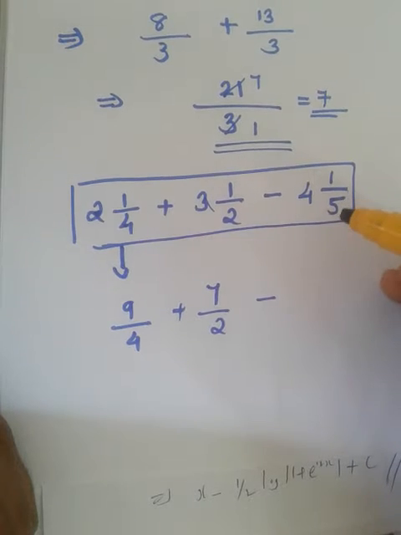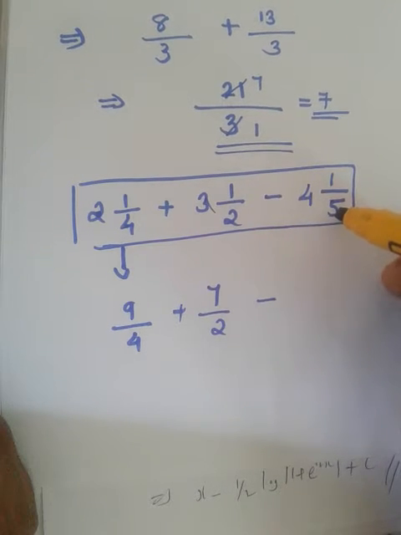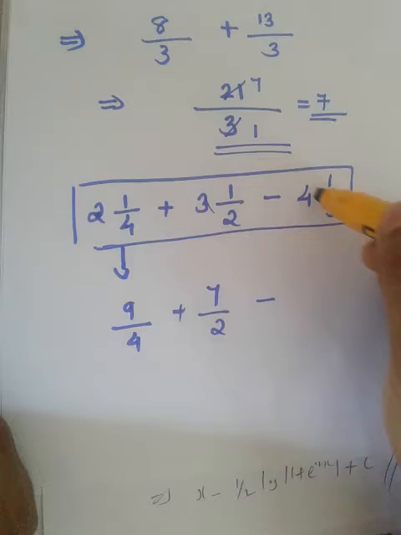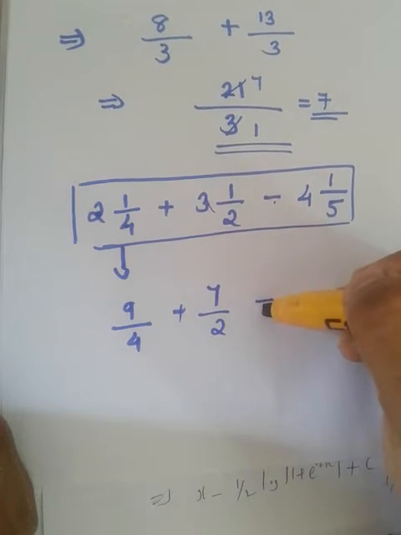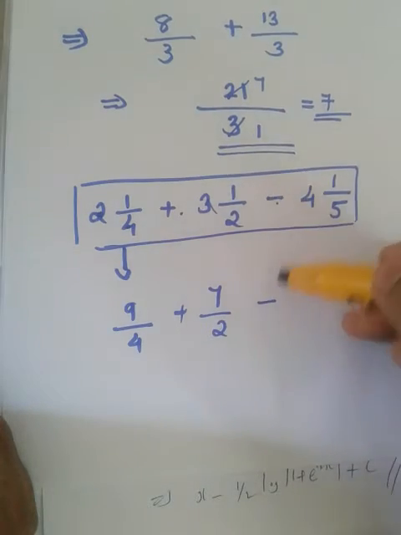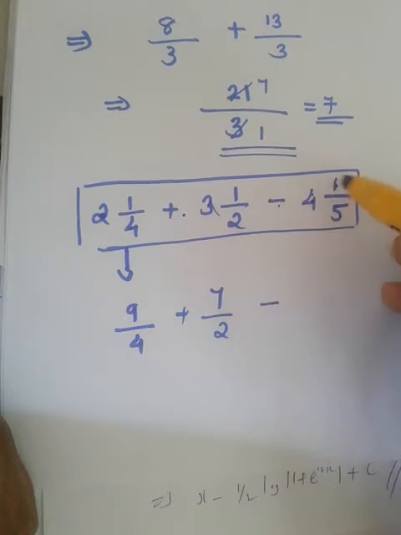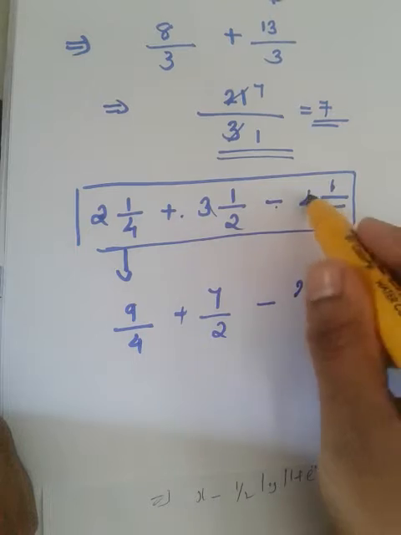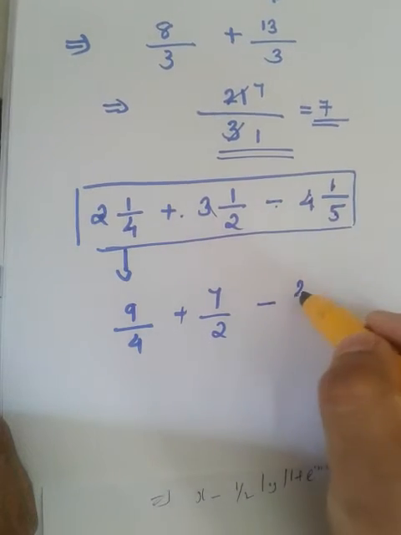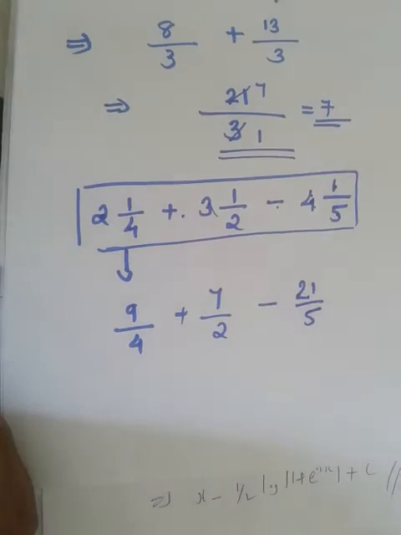Now just see, here you should keep the minus sign as it is, because here the operation is plus, here the operation is minus. Then 5 into 4, 20. Sorry, 5 into 4, 20. 20 plus 1, 21. 21 by 5. Isn't it?